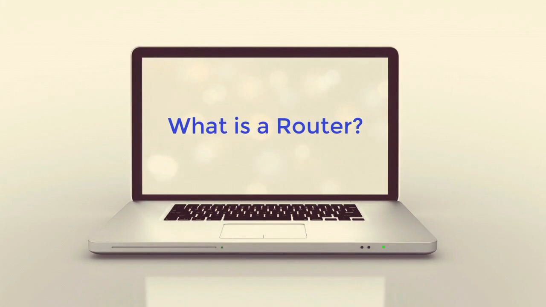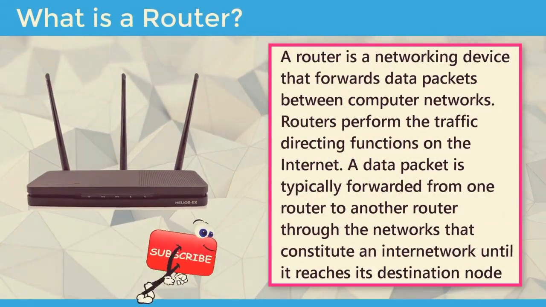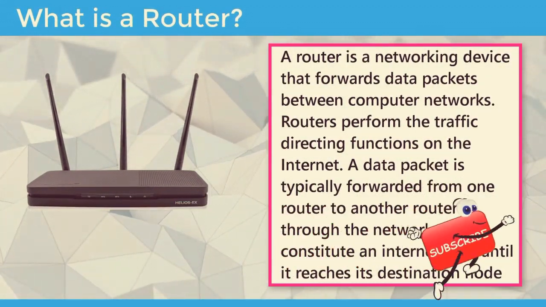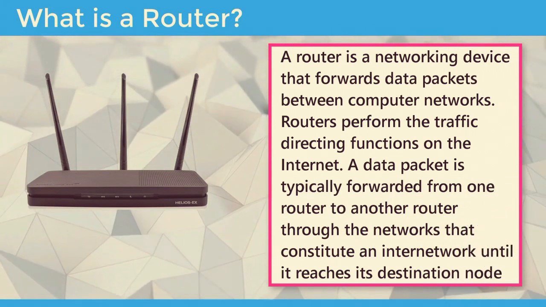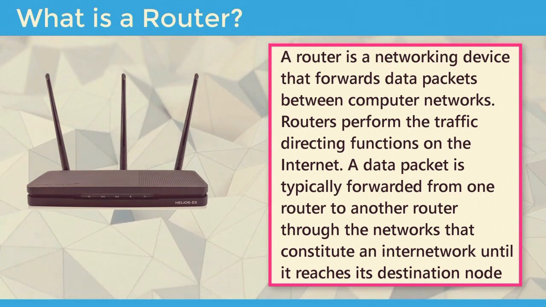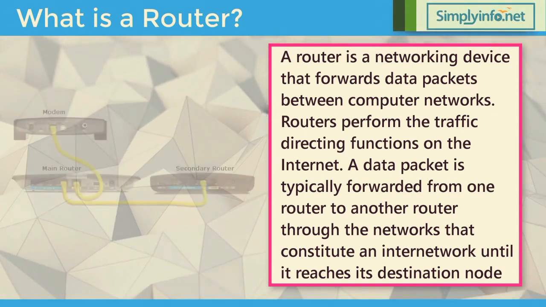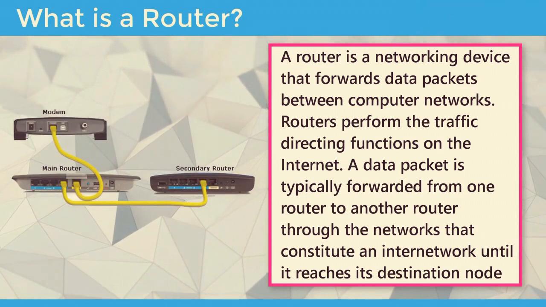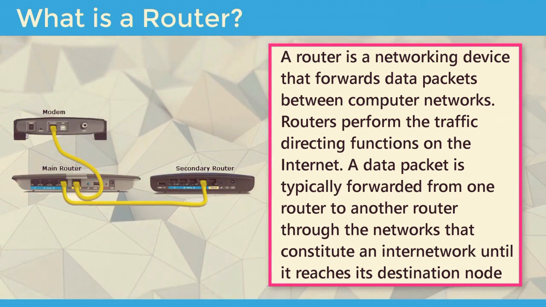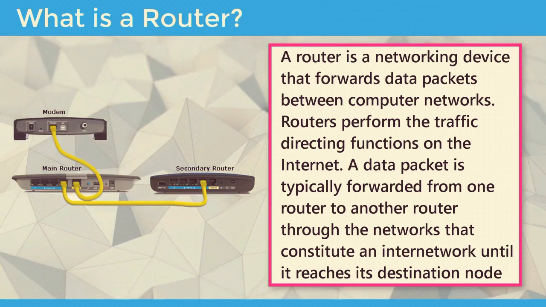What is a router? A router is a networking device that forwards data packets between computer networks. Routers perform the traffic directing functions on the internet. A data packet is typically forwarded from one router to another router through the networks that constitute an internet network until it reaches its destination node.